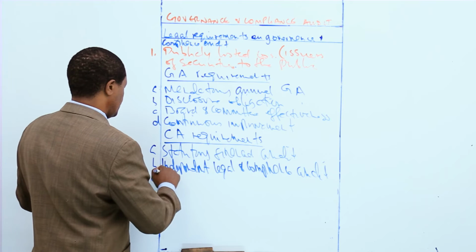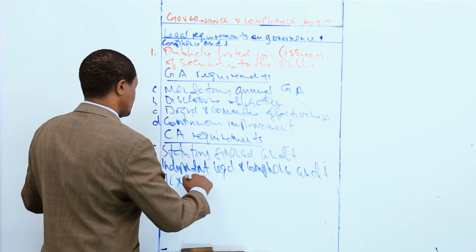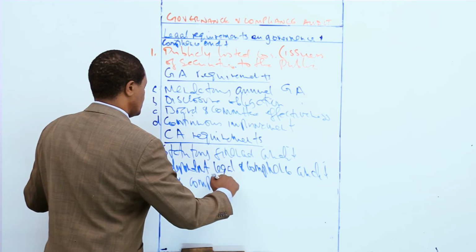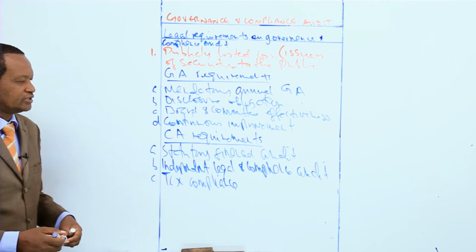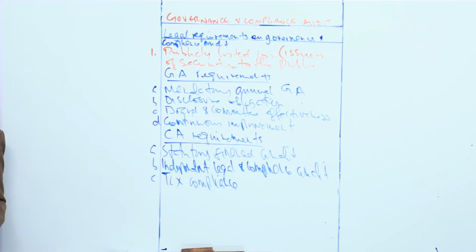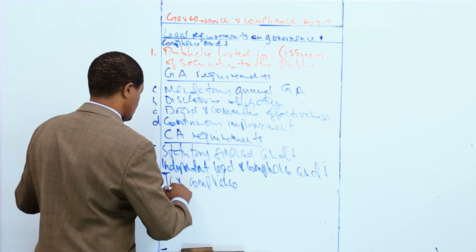Number 3, tax compliance. That's the third compliance audit requirement, tax compliance. Now, regular audits by the Kenya Revenue Authority are required to ensure compliance with the Income Tax Act, the VAT Act, withholding tax, housing levy, and others.